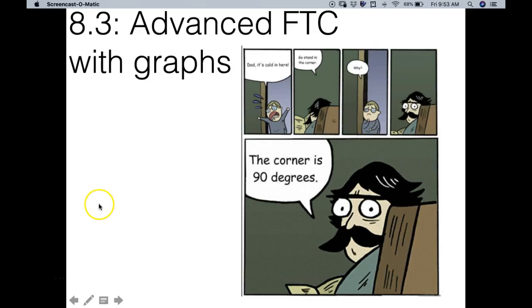Today we're doing 8.3 Advanced FTC, which means the fundamental theorem of calculus. And we're just going to be doing it with graphs, okay? So just like on 8.1, we're going to be doing geometric figures. And I'm just going to make the notations of the integrals look a little mean, okay? So let's get started.